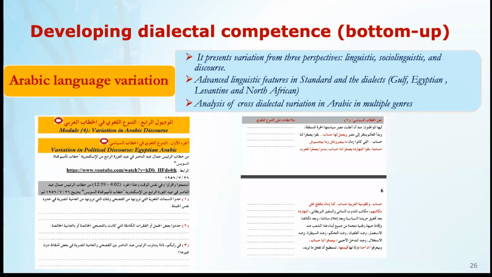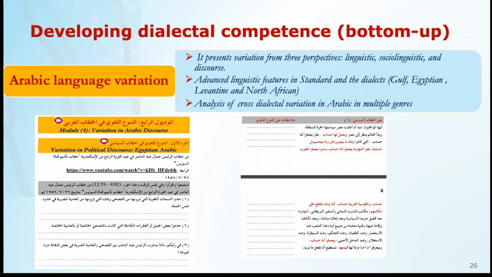The third is Arabic language variation. This is a course that teaches students Arabic language variation in Arabic. And I think Buthayna took this course with me when she was at the University of Arizona. The course basically introduces how standard Arabic and Arabic dialects are similar or different from three perspectives.